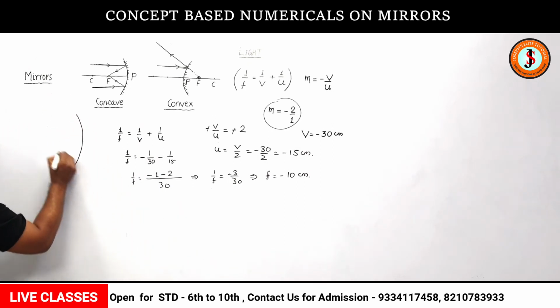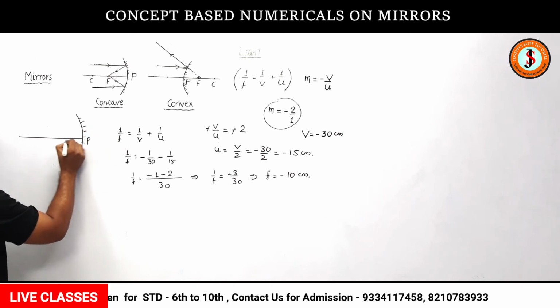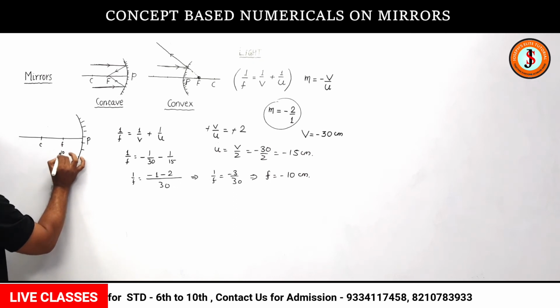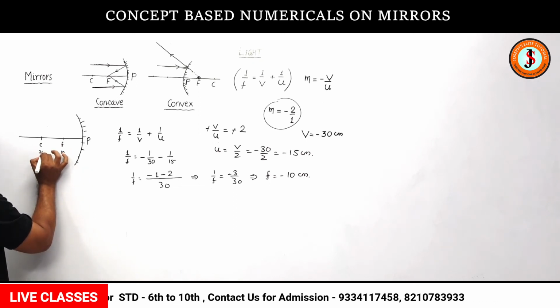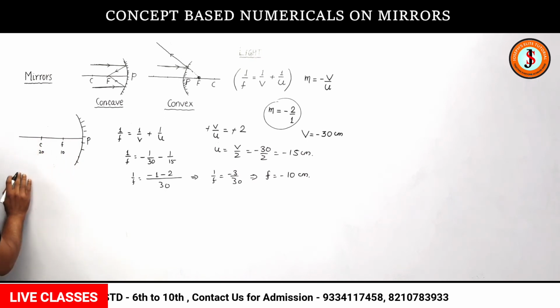What was the actual case just now? In this case, what had happened? So this is the pole, this is the focus, this is the center of curvature. The focal length was 10, okay, center of curvature will be 20. The object was kept at 15 and the image was on this side, isn't it?